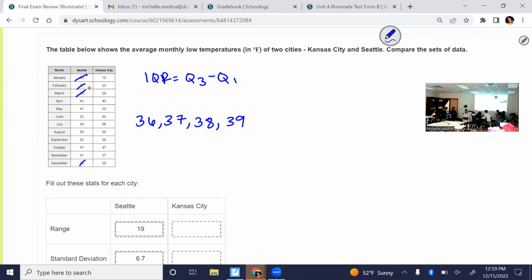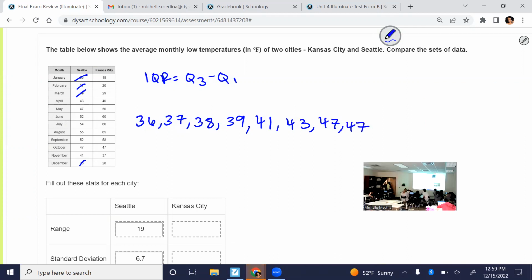You guys can all pull it up on your own screen. I know it's tiny on mine. It's number 2. So 41, 43, 2 47s, 52, 52, 54, 55. Is that all of them? All right, I have 12.